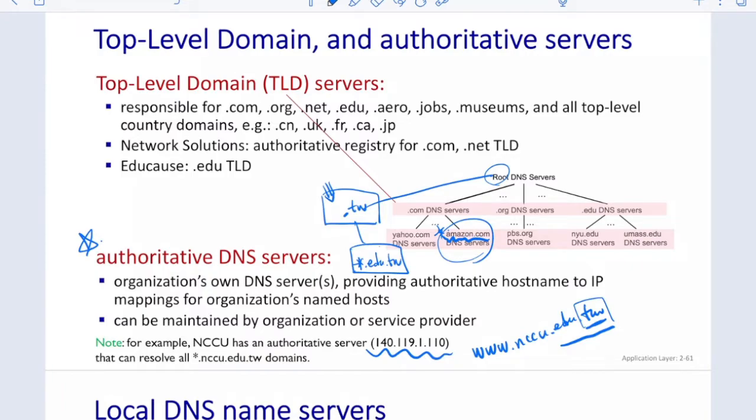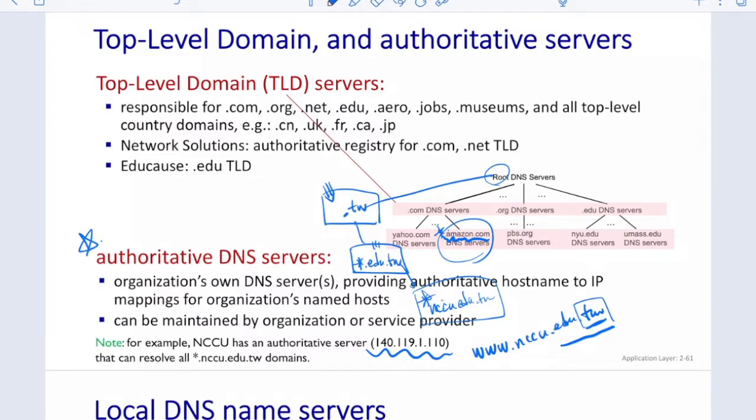One of the servers will respond, okay, I know someone who can resolve star.edu.tw. Star right here means wildcard. I believe you know that. Basically those machines are in, I think, TANet, the Taiwan Academic Network. Some servers are responsible for resolving all the wildcard.edu.tw, and then they will tell you where to find nccu.edu.tw.